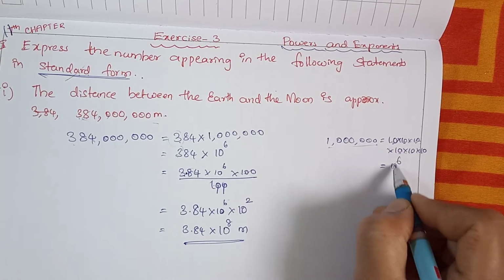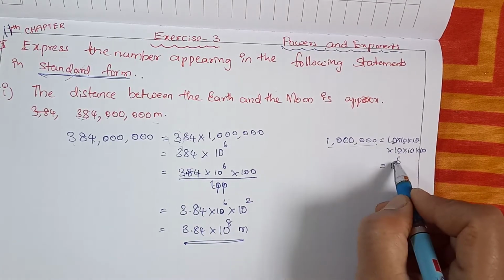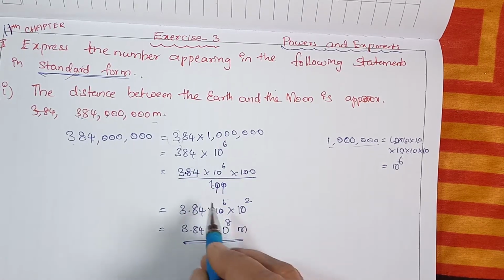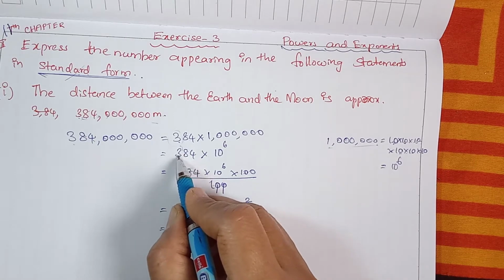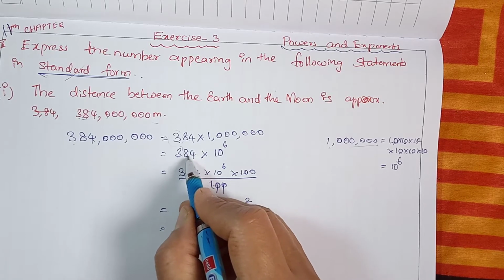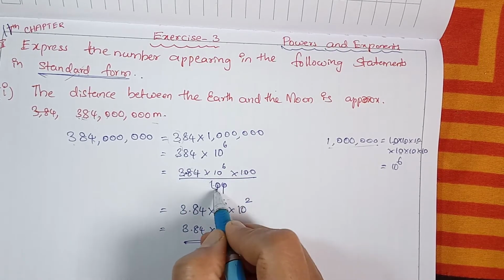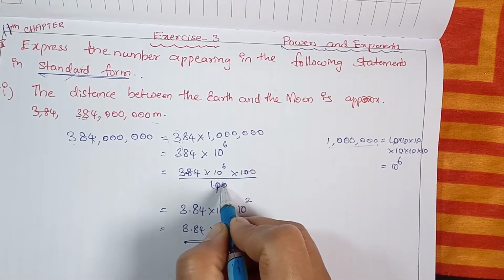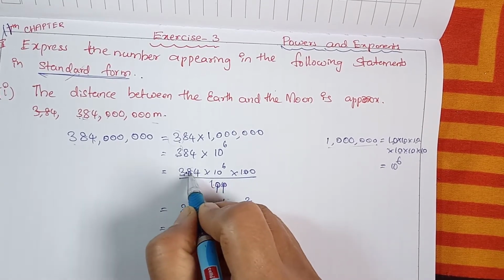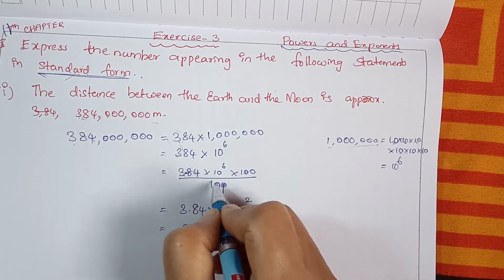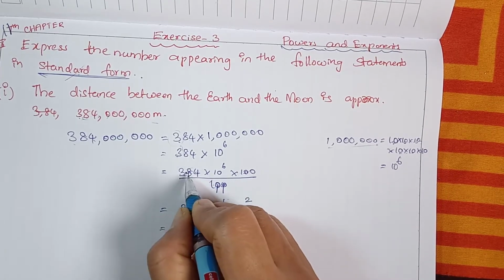So this is how much? 10 to the power of 6. 1, 2, 3, 4, 5, 6. So here 384 into 10 to the power of 6. Now what I have done is, we have 3 digits, so I have to place the decimal point after the first digit. On the right side, how many digits are there? 2 digits. So with the 2 zeros of 100, you have to multiply and divide by 100. Then after multiplying and dividing, I am cancelling the denominator zeros and placing the decimal in the numerator.